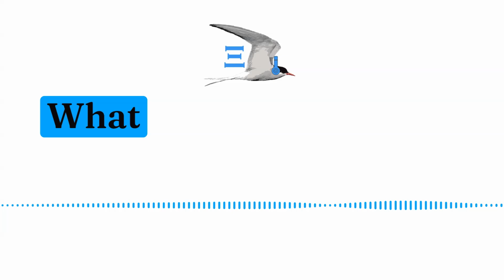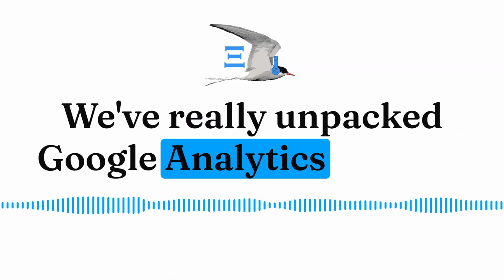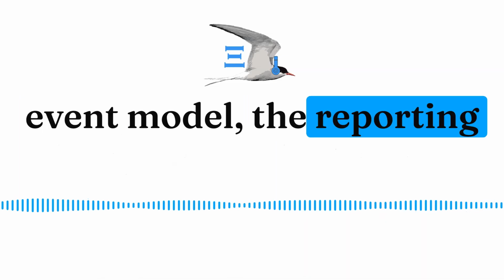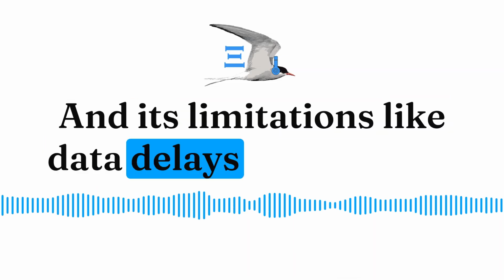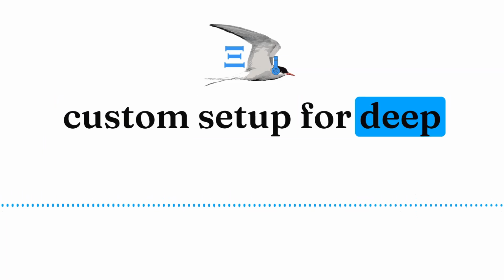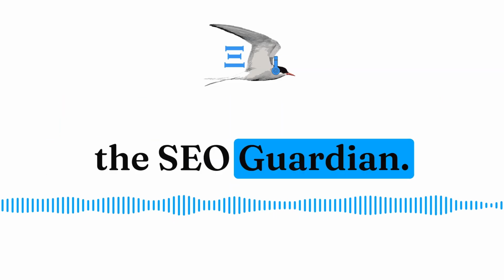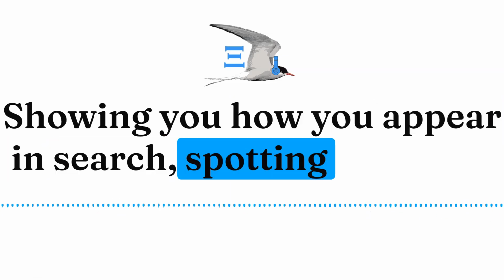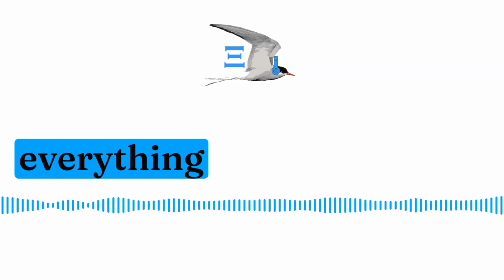Wow, okay. What a journey through the analytics landscape. We've really unpacked Google Analytics 4, its event model, the reporting power, the privacy focus. And its limitations, like data delays and needing custom setup for deep e-commerce stuff. Definitely. And then we explored Google Search Console, the SEO guardian, showing you how you appear in search, spotting technical issues, finding keyword opportunities, basically everything before the click.